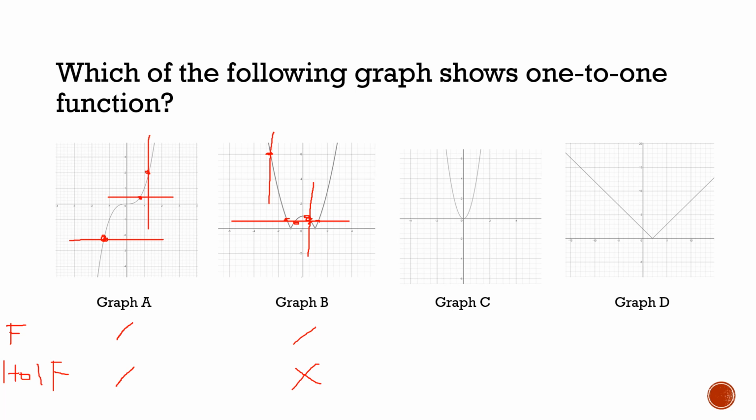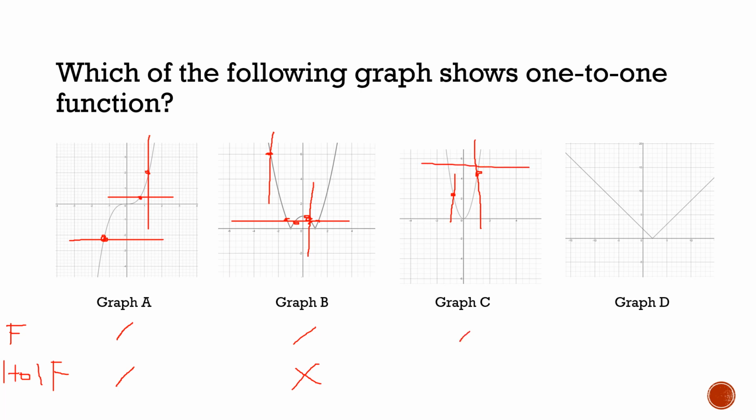For graph C, let's check. Let's apply your vertical line test first. If we apply your vertical line, there is only one point of intersection between your graph and your vertical line. Let's try at some point here. Once we apply your vertical line, there is only one point of intersection between your vertical line and your graph. Therefore, this graph represents a function.